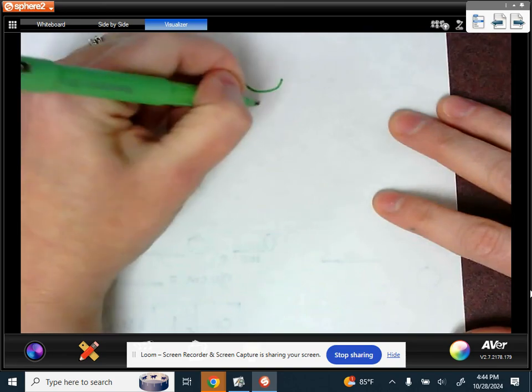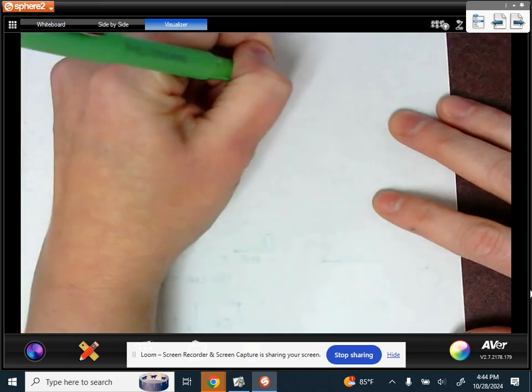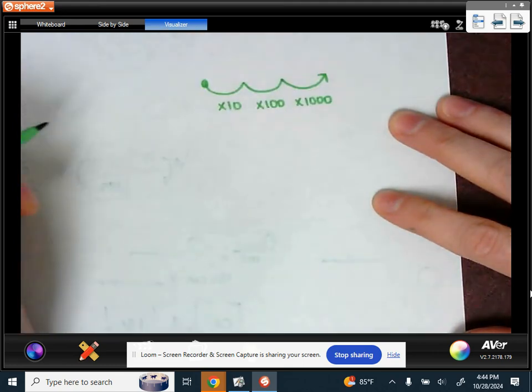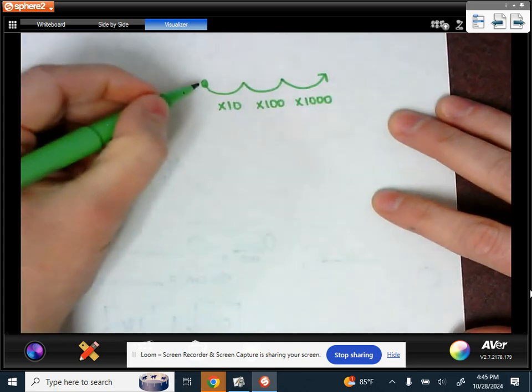If you were to do that twice, you'd be multiplying times 100. And if you did it 3 times, you'd be multiplying by 1,000. So that's an easy way to multiply by 10, 100, or 1,000, is just to move your decimal point.